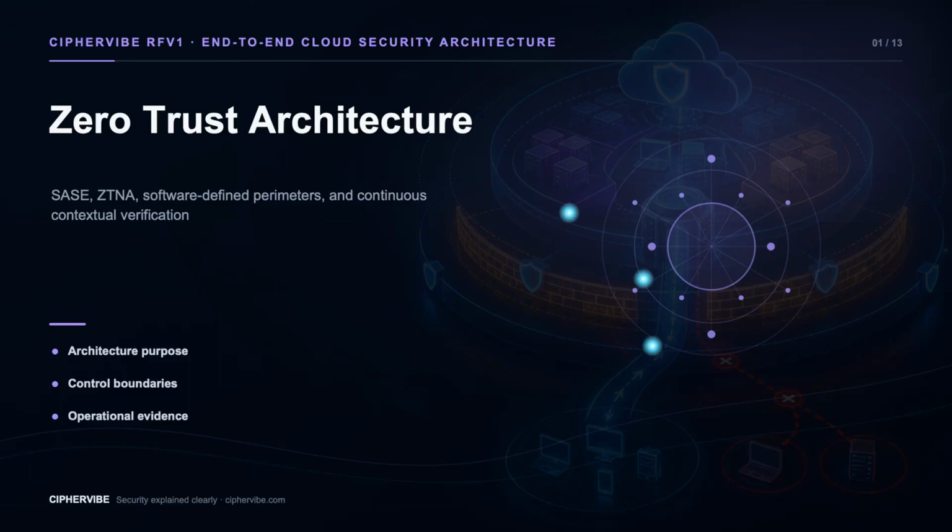Zero Trust architecture moves protection from a static network location to the identity, device, resource, and context of each request. It assumes no implicit trust merely because an identity or workload is inside a network. We will connect its purpose, design boundaries, implementation path, failure modes, and evidence of effectiveness.